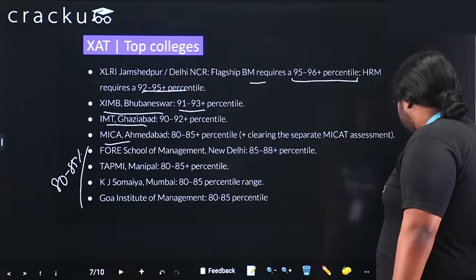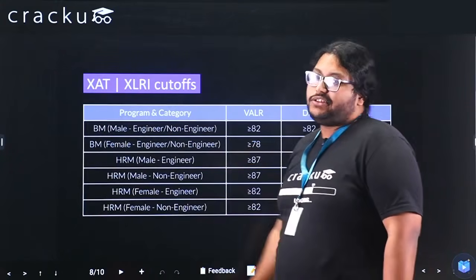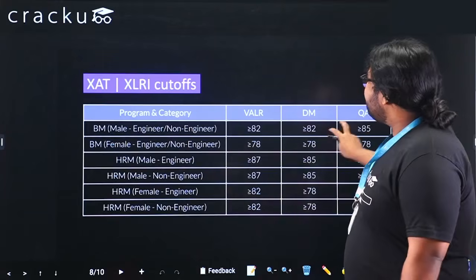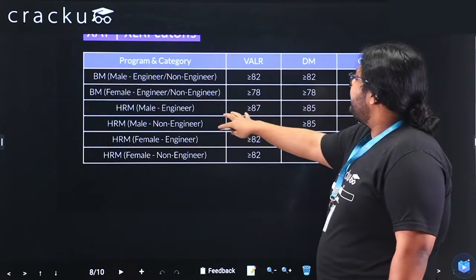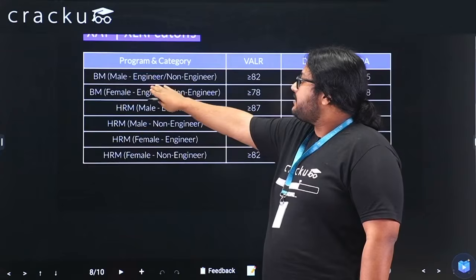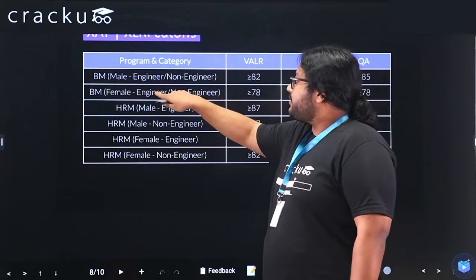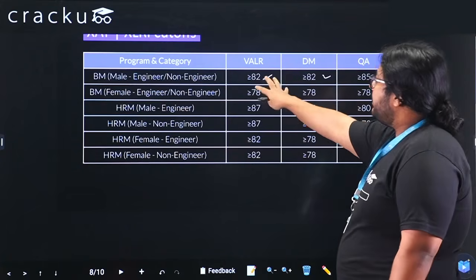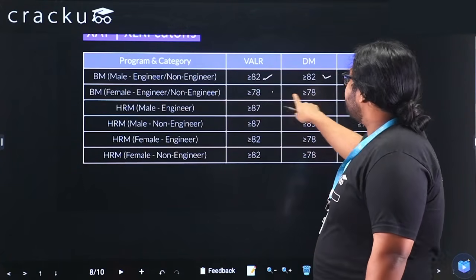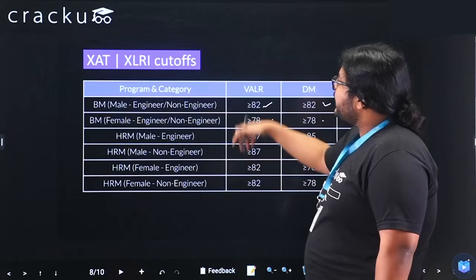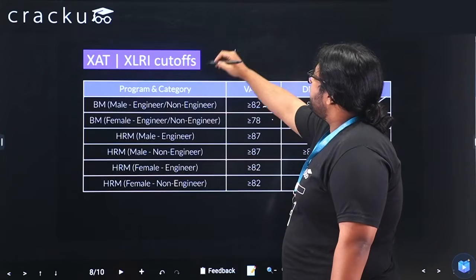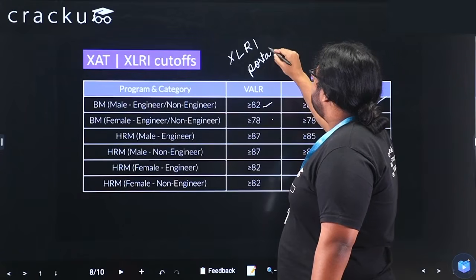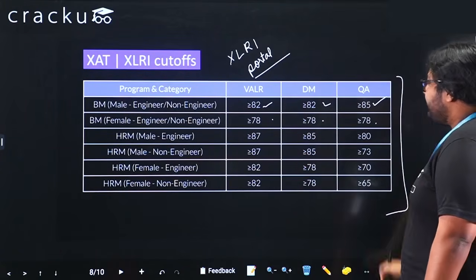Now let's discuss the XLRI cutoffs. Like as we were saying, XLRI requires some sectional. So these are basically it. For the bachelor's male, male engineer or non-engineer, you need at least an 82, 82 and an 85 in the section. Females is 78, 78, 78. This data you will actually find in the XLRI portal as well. Yeah, so you can basically read it out.